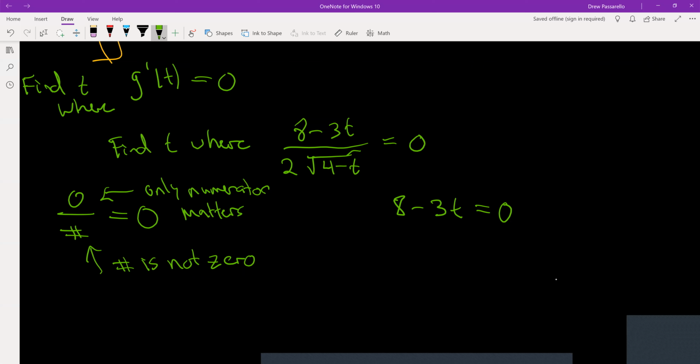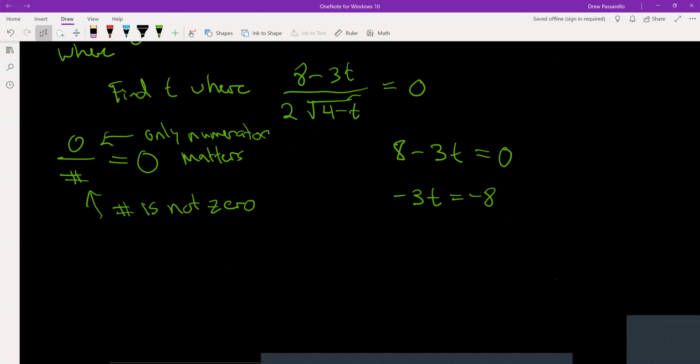All right, so I find t when 8 minus 3t equals 0. So you'd subtract 8 from both sides, and you'd have negative 3t equal to negative 8. And then divide by negative 3, and then you have t is 8/3, and that's going to be the critical number. And again, they use the letter C for critical number.